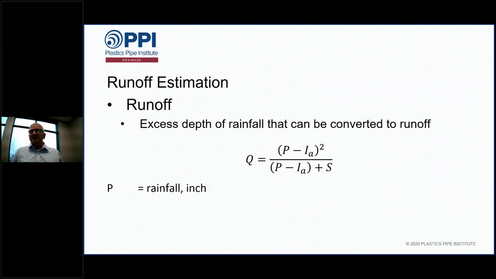The last thing we need is this runoff Q. And this tells us the excess depth of rainfall that's available that can be converted to runoff. That's based on P, your rainfall in inches for the given recurrence interval, and your initial abstraction and your S value. Again, there are charts for this inside of TR55, but somebody developed this nice equation. And if you want to do it by an equation, you can use this particular equation.